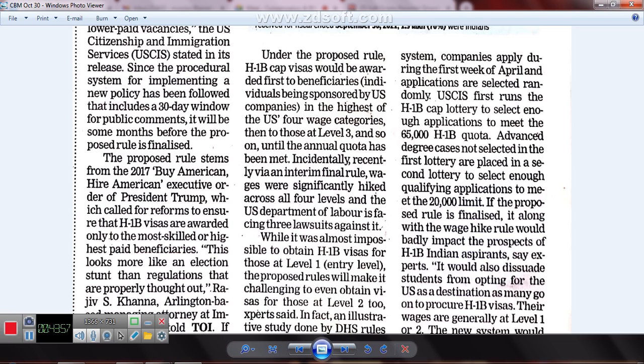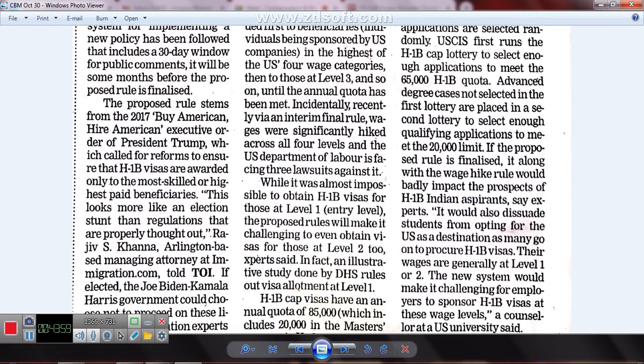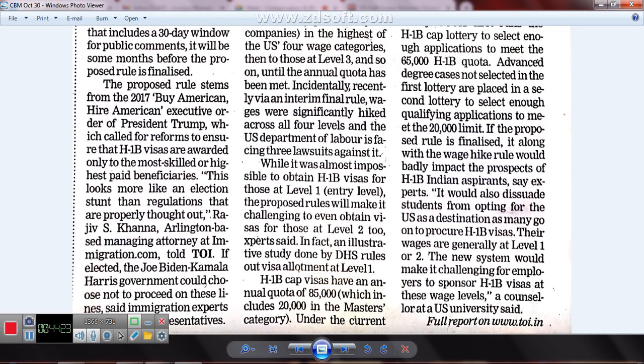If the proposed rule is finalized, it along with the wage hike rule would badly impact the prospects of H-1B Indian aspirants, say experts. It would also dissuade students from opting for the US as a destination, as many go on to procure H-1B visas. Their wages are generally at level 1 and level 2.